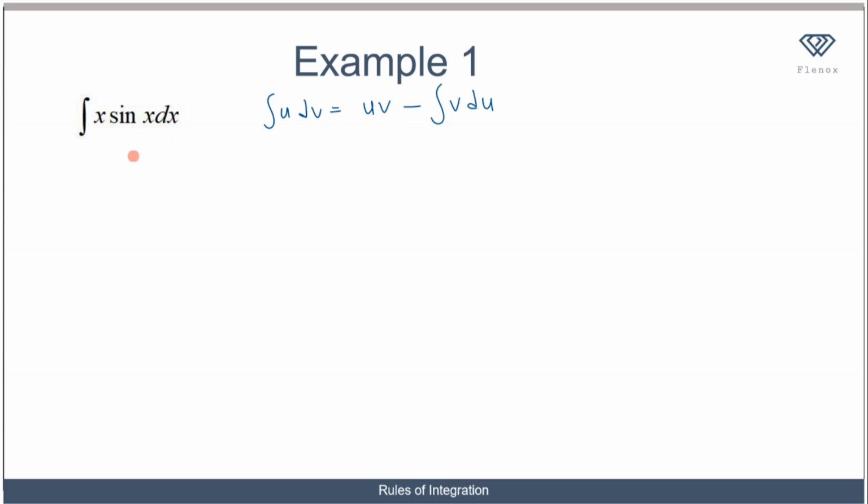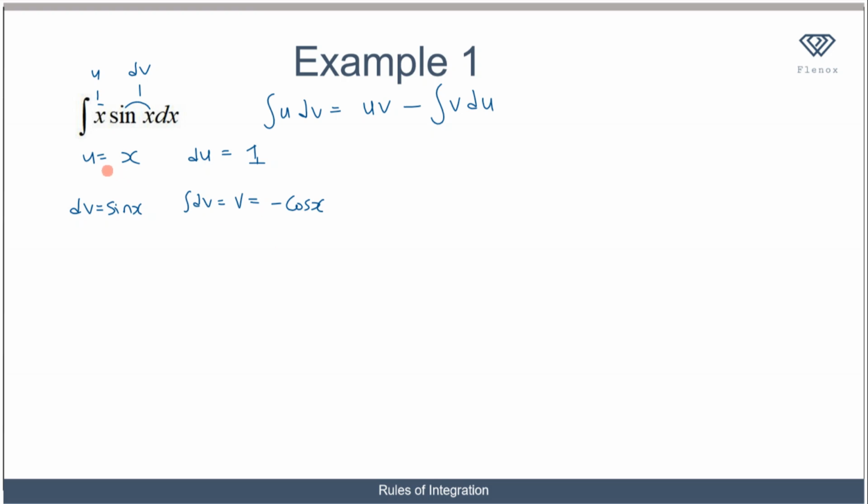So we assign our terms. Let u be equal to x. When I differentiate that, du is just 1. Pretty straightforward. Now for the second term, I assign a value of dv. Let dv be equal to sine x. When I integrate dv, I get v, and the integral of sine x gives me minus cos x, as you should know by now.